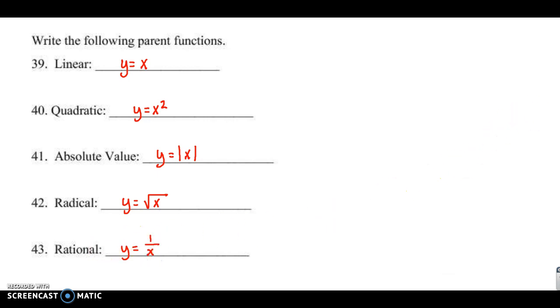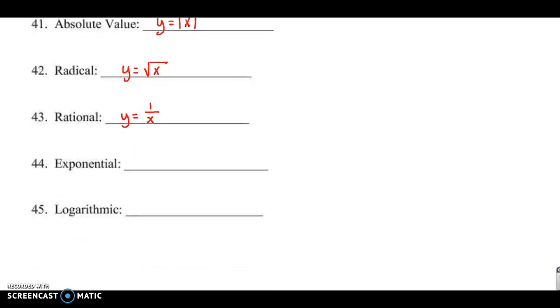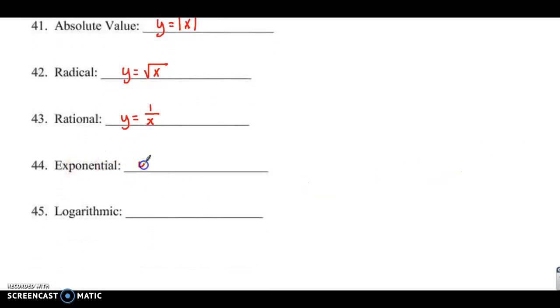Remember, rational meaning fraction. If you have exponential, that's y equals b, for base, raised to the x. You could put any letter in there that you wanted. We typically use a b for base. And our logarithmic is y equals log base b of x.